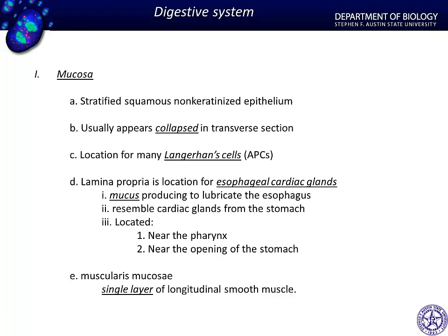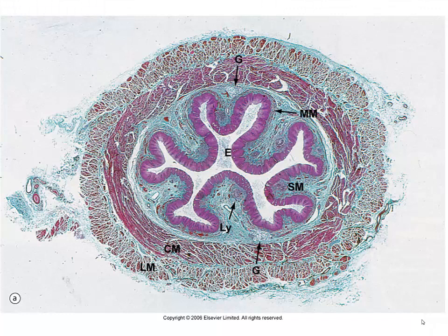Now, we do have a cardia of the stomach, the cardiac region of the stomach, and in some ways these glands are going to resemble those as well, although not nearly as extensive. Now, these esophageal glands are going to be near the pharyngoesophageal sphincter, as well as down toward our lower esophageal sphincter, and that's where we'll find these locations for our esophageal glands. Now, the muscularis mucosa, we do not have an inner circular, outer longitudinal. We only will see the single layer of longitudinal smooth muscle as part of the esophagus itself.